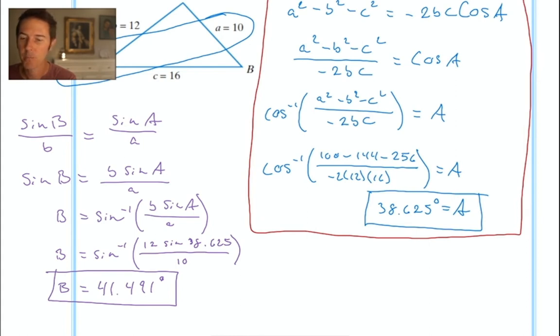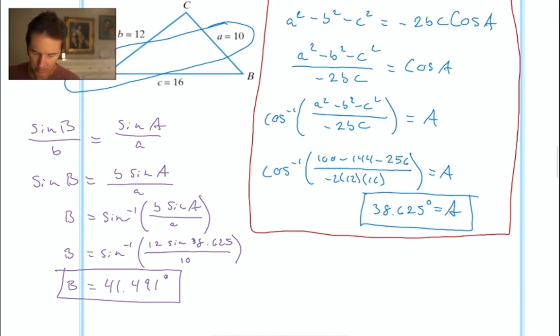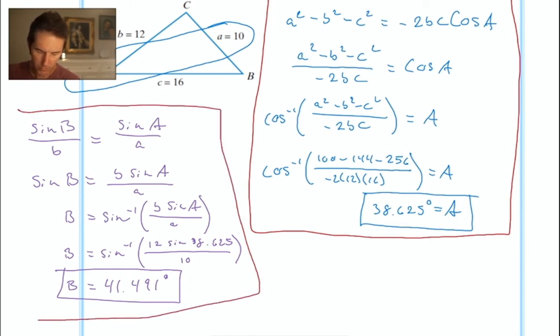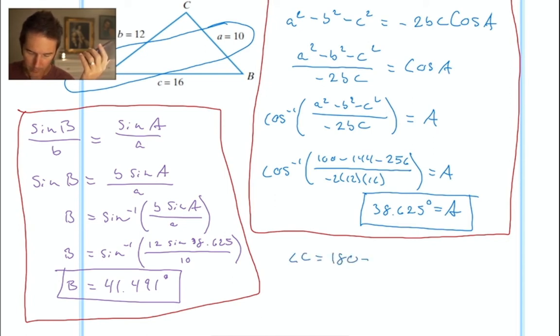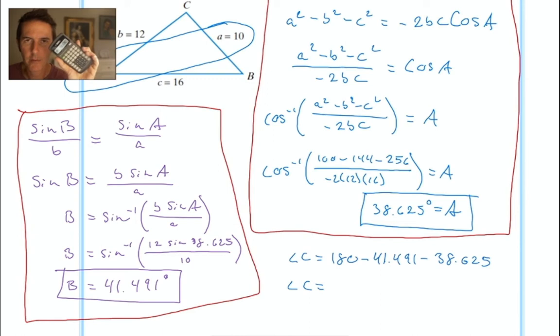Not a bad strategy. The other strategy that you might want to use is stop trying to be fancy. This was one process that helped us get our second angle measure. Now, instead of trying to do everything in the calculator, why don't you do what we were always doing, which is angle measure C is equal to 180 minus 41.491 minus 38.625, and then just type that into the calculator. Don't have to be so fancy.